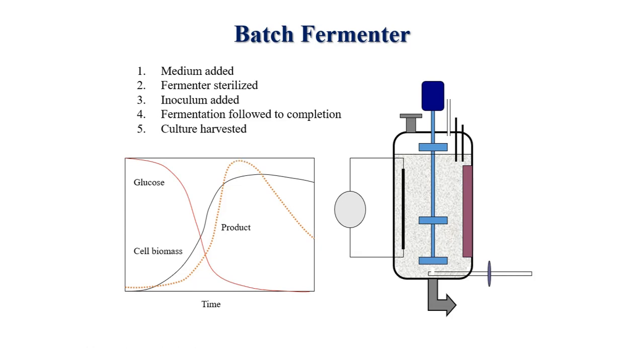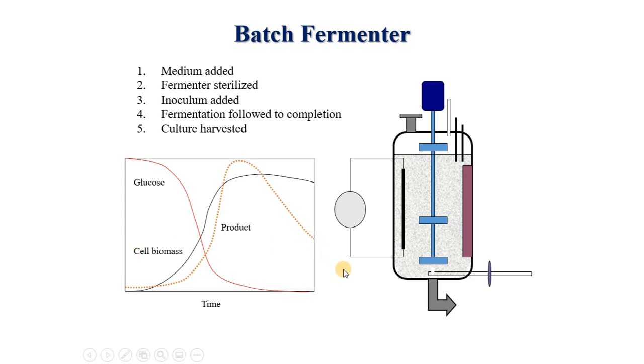This is so-called batch fermentation. The medium is added, and the fermenter is sterilized if it is an in situ sterilizable fermenter, so after pouring the media it can be sterilized. If it is lab scale, you prepare the media, pour it into the fermenter and keep it within the autoclave, that is an autoclavable fermenter. Then the inoculum is added and fermentation is followed to completion, and finally the cells are harvested and used for further application. That is downstream processing.